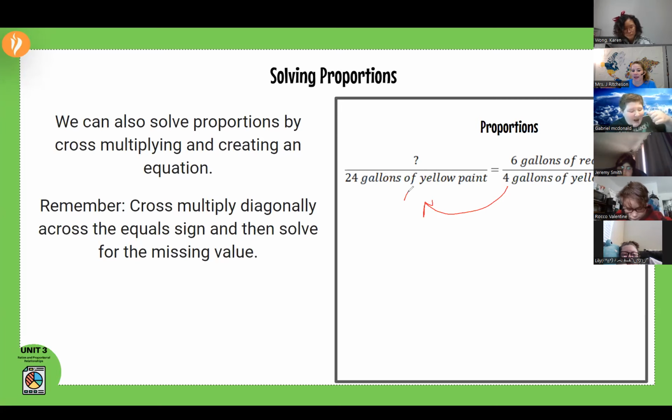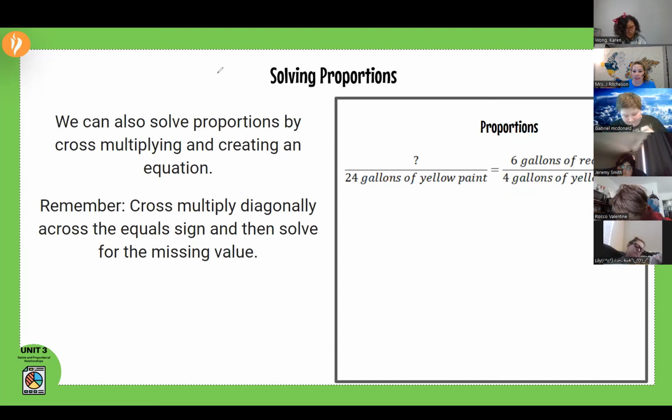Times 6, right? So as long as I do the same to the bottom as the top, can we figure out how many gallons of red paint there would be? What would be the number? Yep, as long as we multiply 6 by 6, we know that would be 36 gallons of red paint by using a proportion. Everybody good with that? Okay, let me know if y'all have any questions.